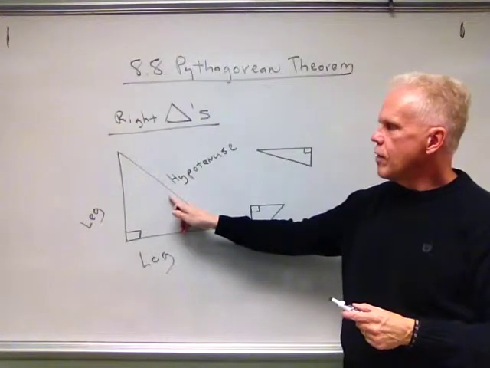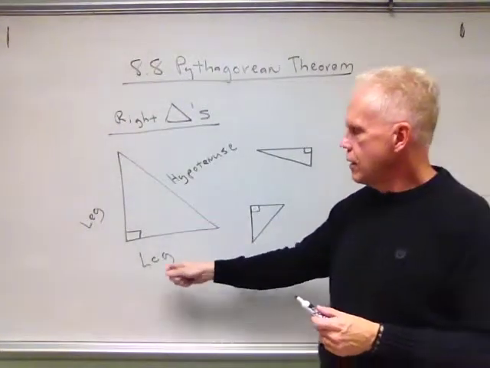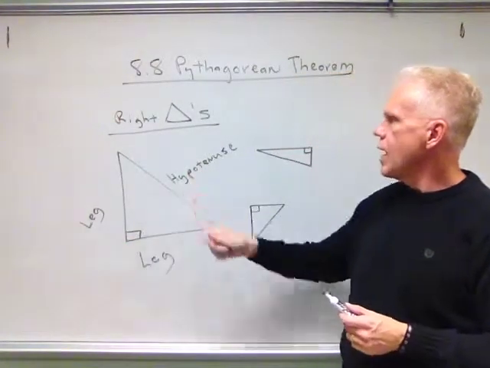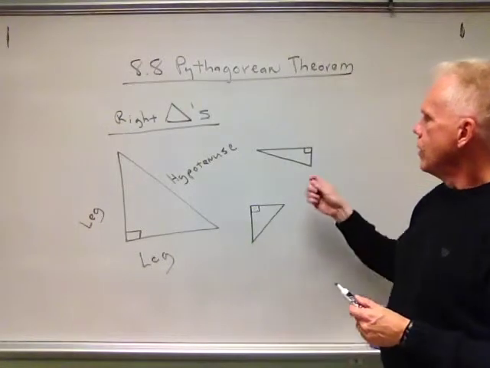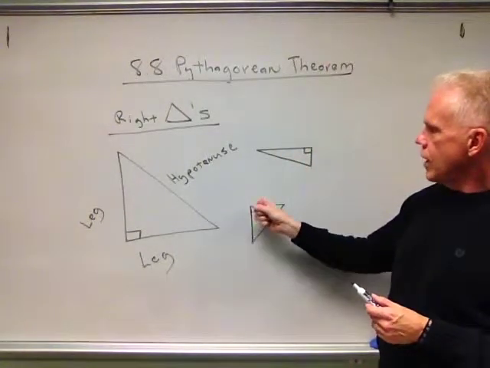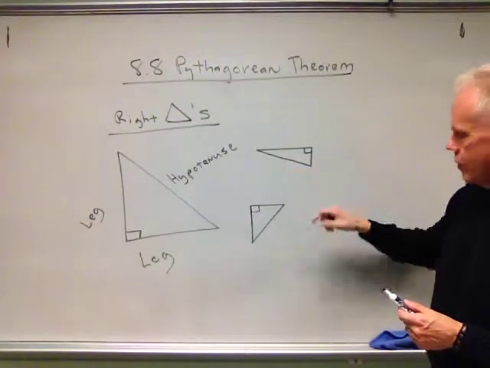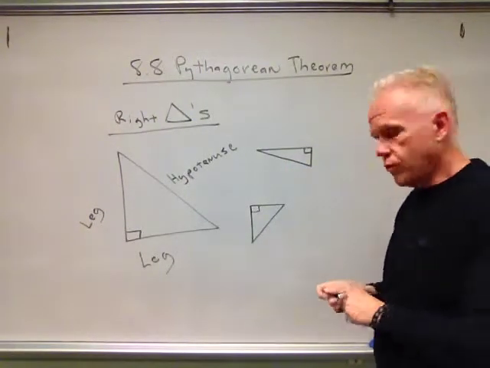All right? Very important that you get hold of the idea of what the legs are, coming off the right angle, and the hypotenuse, opposite the right angle. So on this one, this is a leg, hypotenuse here. On this one, a leg, the hypotenuse here, because of the way they're positioned.